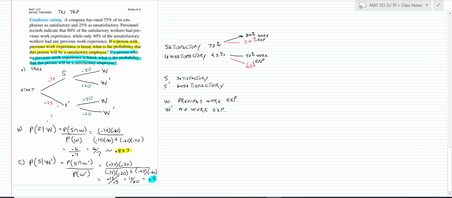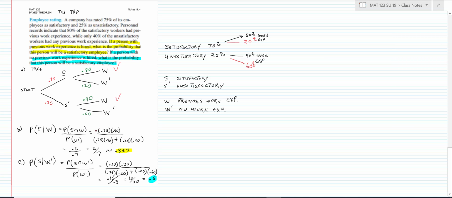That's pretty logical. So now the first part says if a person with previous work experience is hired, that's the given part. That's what we're given, is that they have work experience. Then what's the probability they're going to be a good, satisfactory employee? So we're doing probability of S given W. If you look at the tree diagram, we're going to W through S. That branch would be 0.75 times 0.80. Then you do the probability of getting to W. There's two ways to get to W. So 0.75 times 0.80, and the other way is 0.25 times 0.40.